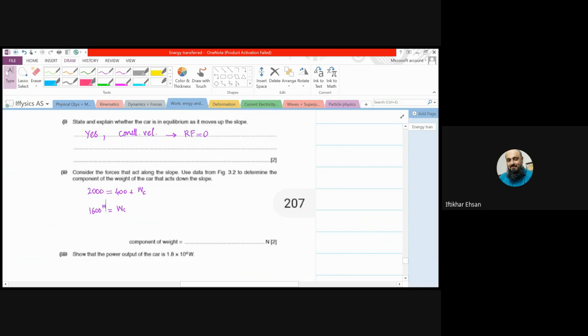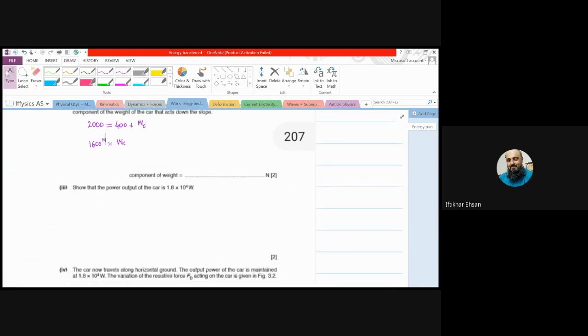Okay, show that the output power of the car is this. Beta, look, what is the most important formula for power? Can you suggest it? Rate of work. No. Did you see the recorded lesson, Hassan? What is the most important formula for power that we discussed?